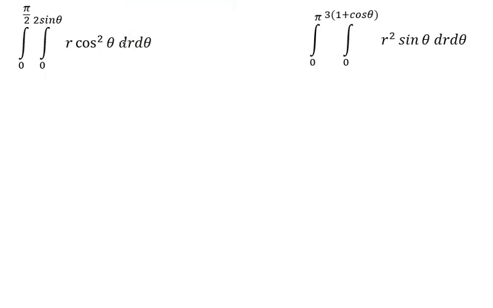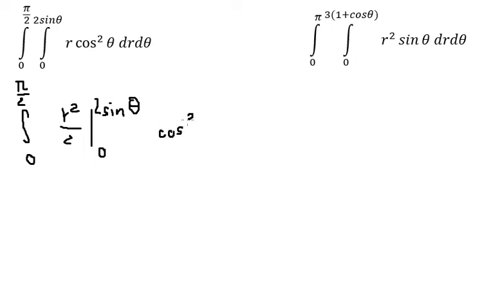About the first one, we see that we have dr in here. That means we need to do integration for r. And we know that the integral of r, you will get r squared over 2. And we put the bounds in here from 0 to 2 sine theta, and we put cosine theta squared here. So we put 2 sine theta here and number 0 here.